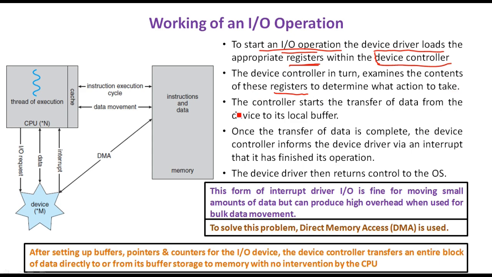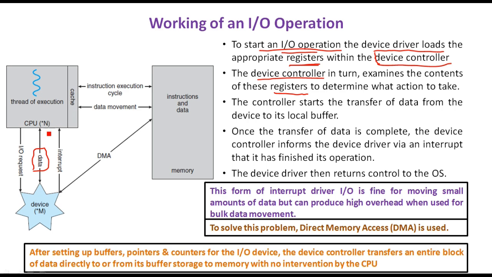Means the device controller examines the content of these registers which are allocated to the I/O operation purpose to determine what action to take. And the third point is the controller starts transferring the data from the device to its local buffer. So as seen in this diagram, this is the data which is transferred to the local buffer.